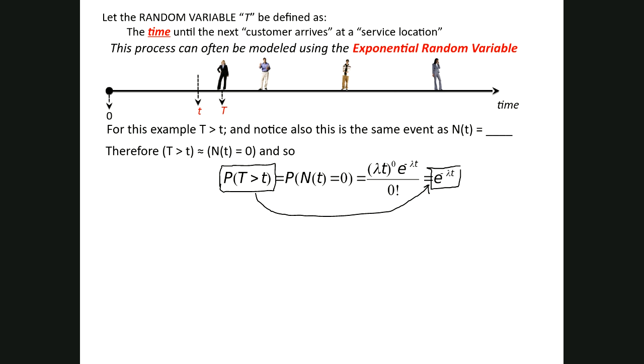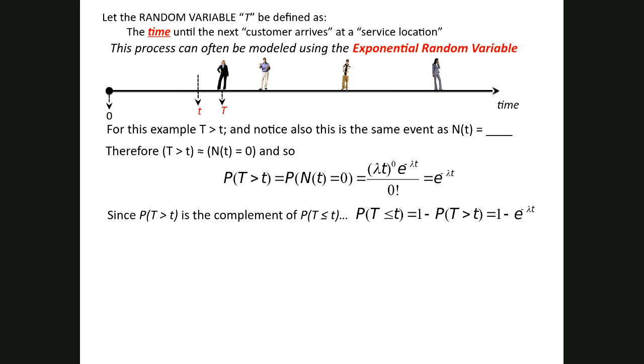Our next step in that process is we actually want to know the cumulative distribution. And this is called the CDF, or the cumulative distribution function, where we can calculate the probability that the time that the next customer arrives is less than or equal to t.